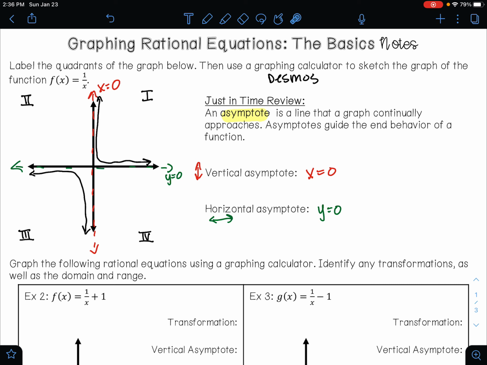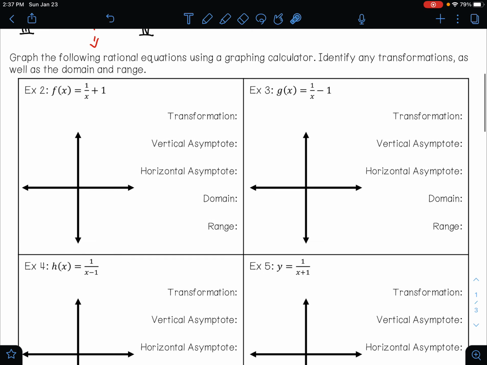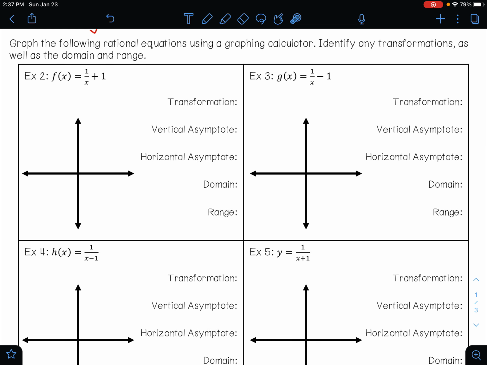We can transform these graphs just like how you did with linear, quadratic, and exponential functions. So let's go ahead and dig into that with these examples down here. It says graph the following rational equations using a graphing calculator. Again, I am going to choose to use Desmos. You could use whatever graphing calculator you feel the most comfortable with. And we're going to identify any transformations as well as the domain and range.